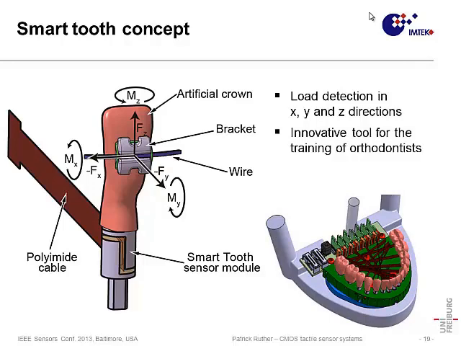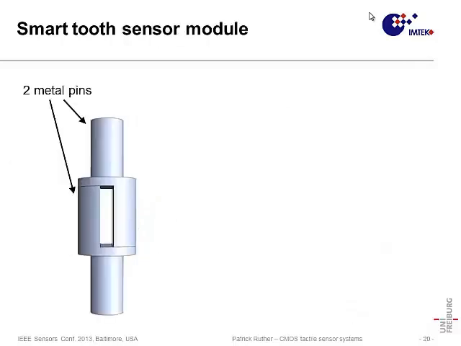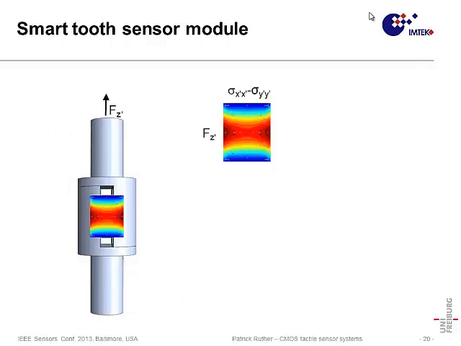It allows detecting loads in the X, Y, and Z direction. And if you combine several of these components into an artificial dentition, you will be able to train the orthodontist, because now they can train with that very specific device, having feedback on which force is applied, and which torque or moment is applied. Now, our system consists of mainly 4 components. 2 pins. In between these pins we have the CMOS chip. And the CMOS chip is then connected to a cable. So these are the 4 components.